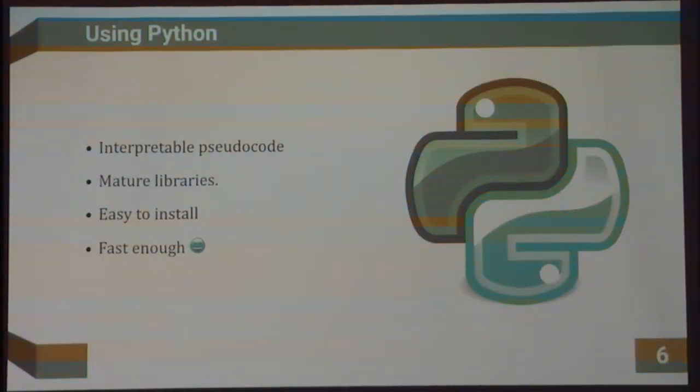Now, for this, I'll be doing this all in Python. Why Python? First, because almost everyone can understand Python. It's not difficult. It has surprisingly mature libraries for doing data analysis, numerical programming, and things like that. And mostly they're written in C or Fortran, so they're fast. It's easy to install, even if you don't have it already. And given the tools and given how we're writing this code, it's fast enough for what we want to do. We'll quantify exactly what fast enough means a little later in the talk.